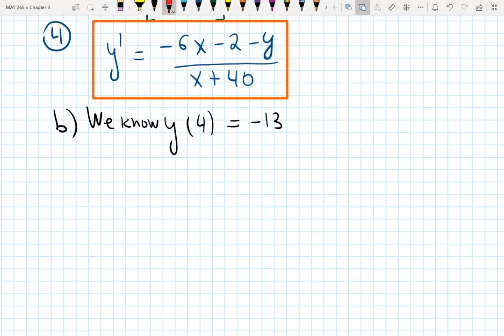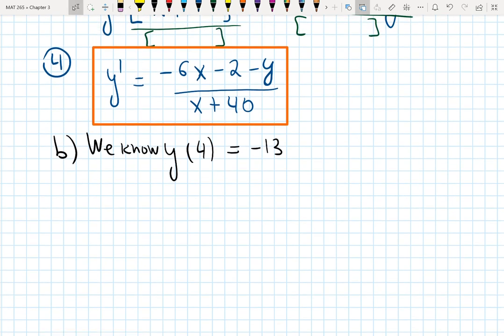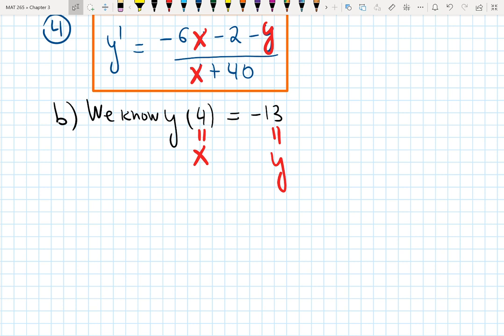It was not like find when x is 7. If I give you x equals 4, for example, that's not enough anymore. I will plug x equals 4 here, and then y is still there. That's why we have to give you both. From now on, if we're working with implicit differentiation, I have to give you both x and y if I want to ask for y prime at the point. Make sense? So I gave you x and y. This notation means when x is 4, y is negative 13.